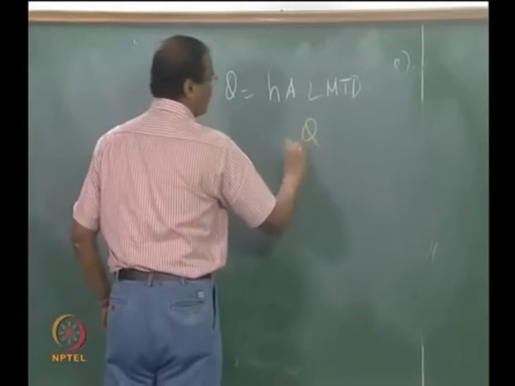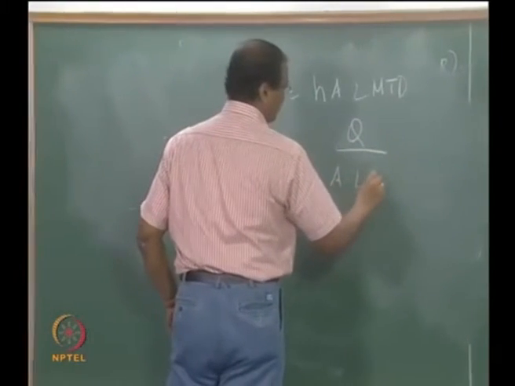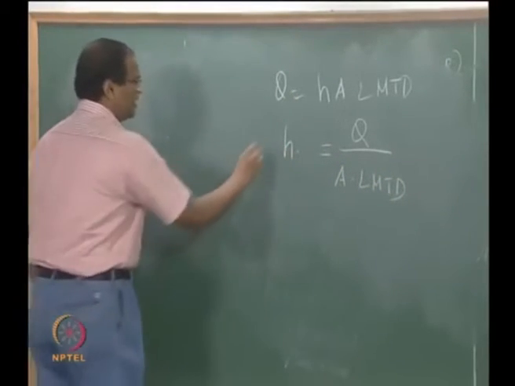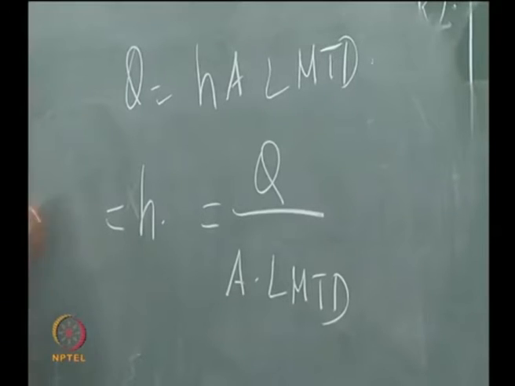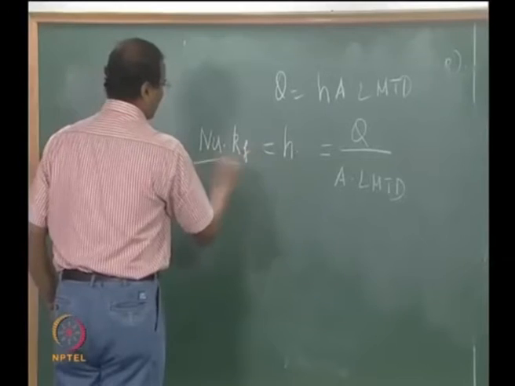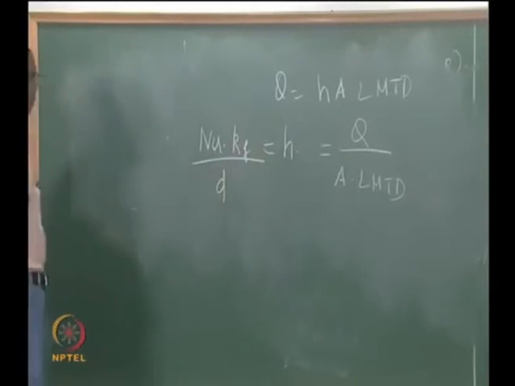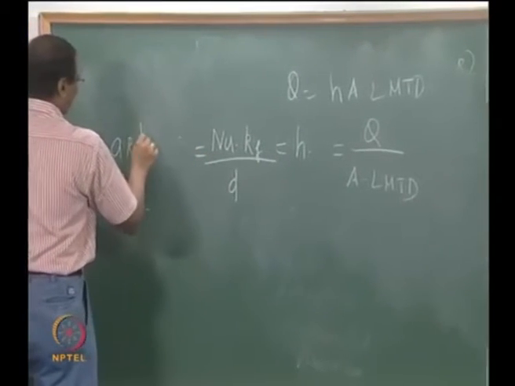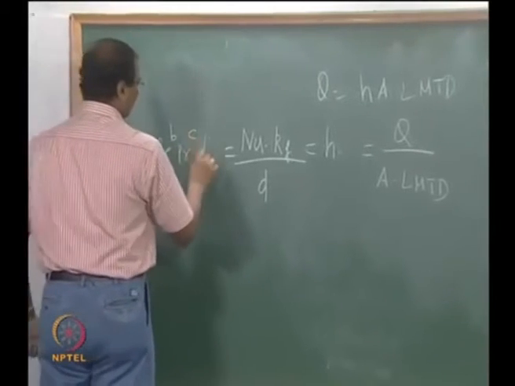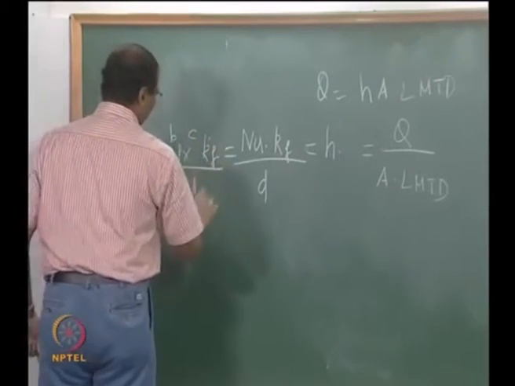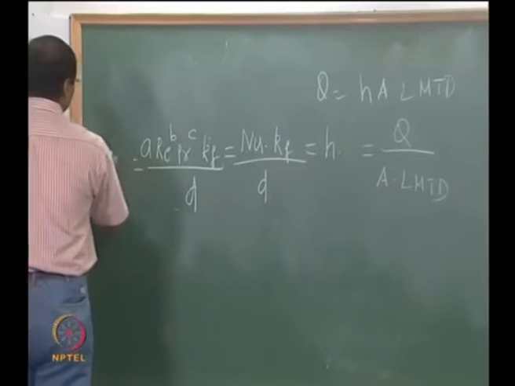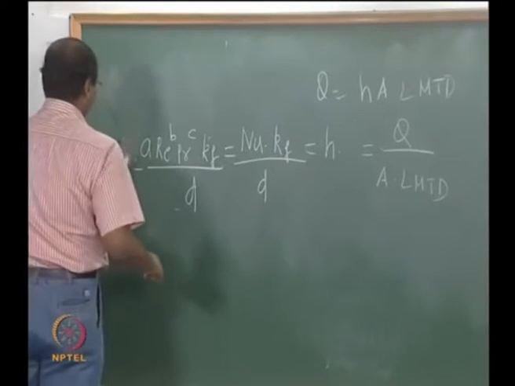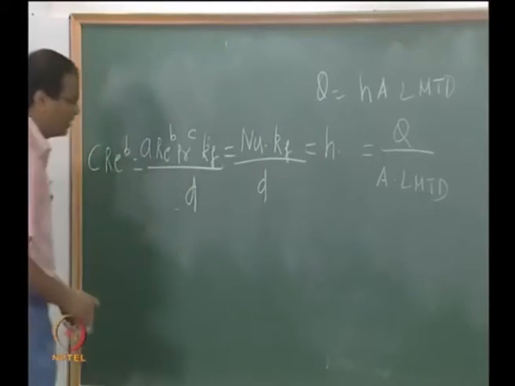Okay, I can divide Q divided by A into LMTD. This is my heat transfer coefficient. This heat transfer coefficient is equal to my Nusselt number into thermal conductivity divided by the diameter. This Nusselt number is equal to a Reynolds number to the power of b Prandtl number to the power of c into thermal conductivity divided by D. This is C Reynolds number to the power of b, where the C absorbs all the other constants.